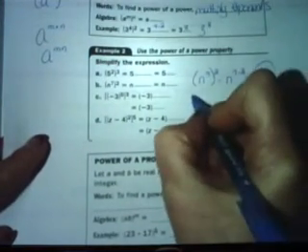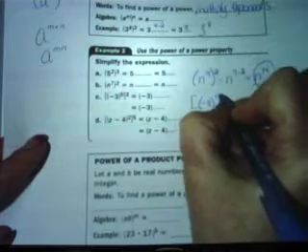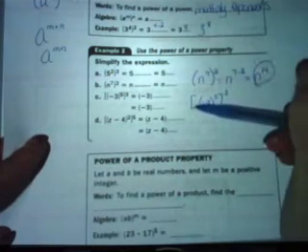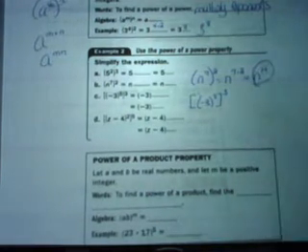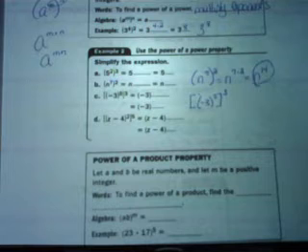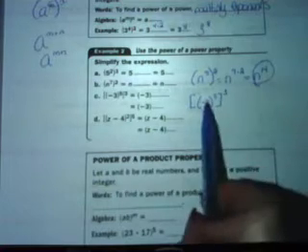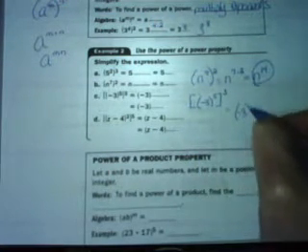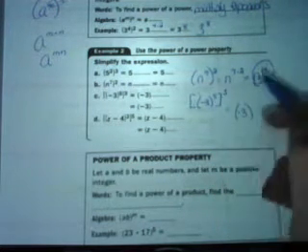Look at C. Do not let all these brackets and parentheses confuse you. A bracket is the same thing as a parentheses. We use parentheses when we want to keep something as a group. So, you can see I have negative 3 inside parentheses. That means I want to keep the negative with the 3. So, I'm going to keep it inside parentheses. Here I have a power to a power. 5 times 3 gives me 15.